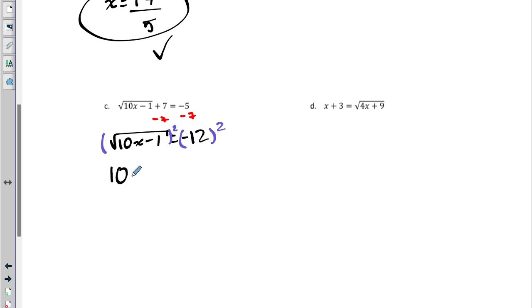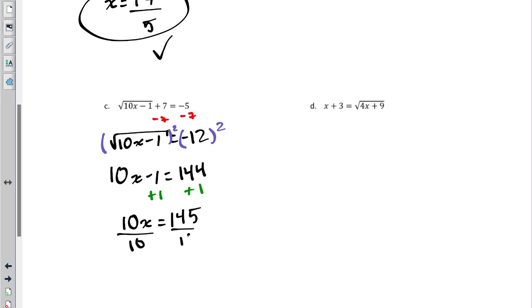Then I'll get 10x minus 1 equals negative 12 squared, which is negative 12 times negative 12, which means I get positive 144. Uh-oh, some alarm bells should be ringing. Then I'm going to add 1 to both sides. I get 10x equals 145. Divide both sides by 10, and I get x equals 145 over 10, or 14.5. Let's just say x equals 14.5.